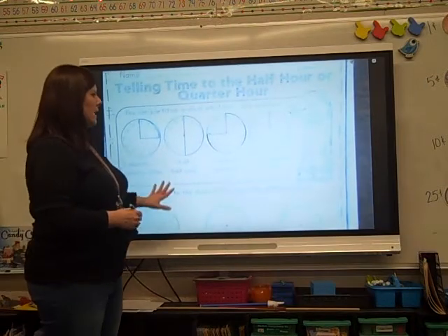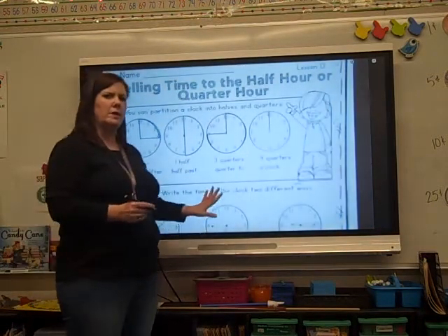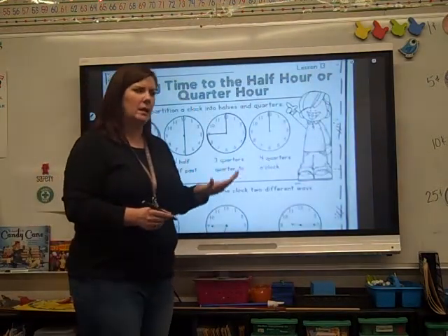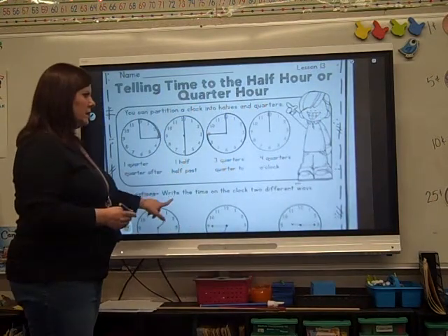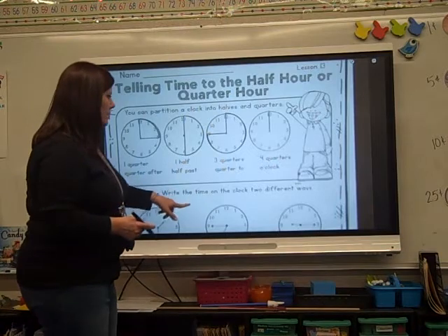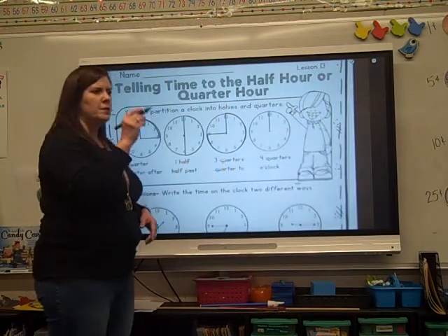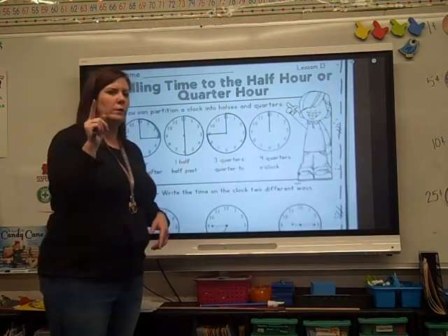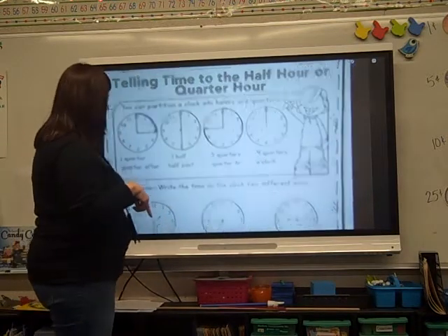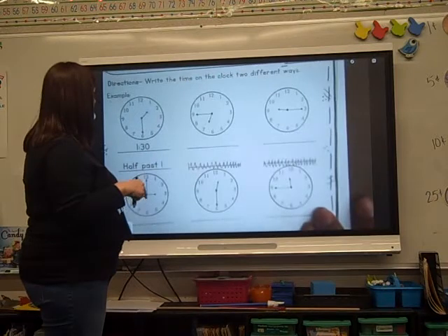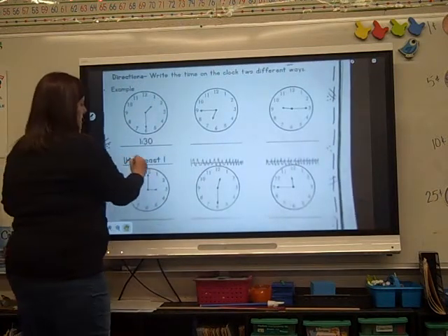All right. Now guys, we're just going to go to the bottom and I'm going to walk you through how to tell time. The directions down here in the middle say write the time on the clock in two different ways. If you notice, I've marked through the line. We're only going to write the time one way. You can go ahead and move it up. All right? So look, we're not doing this part.